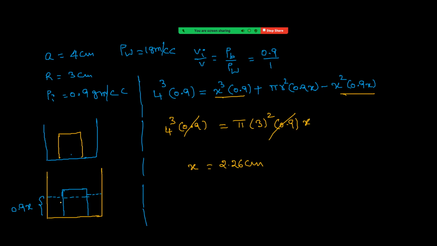So here the key point is that 90% of the volume of ice will be in water at the time of losing contact. Second key point, mass is a constant. Volume is not constant. Okay. So I hope you got clarity.